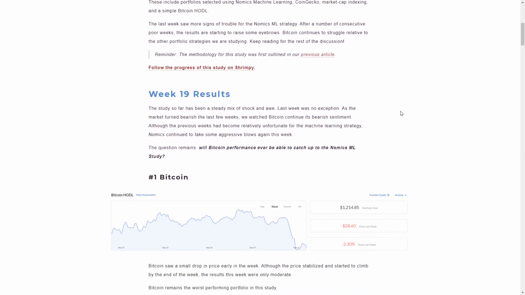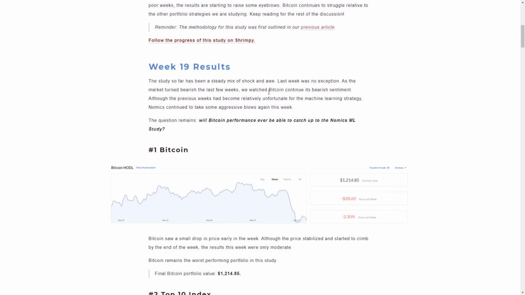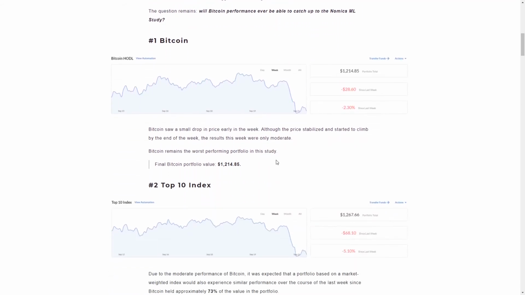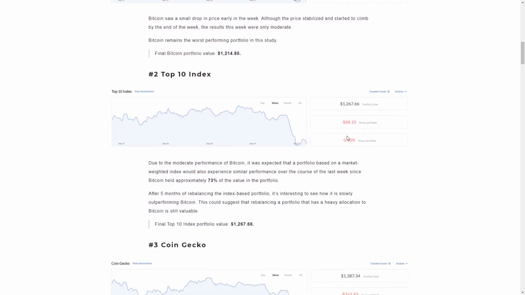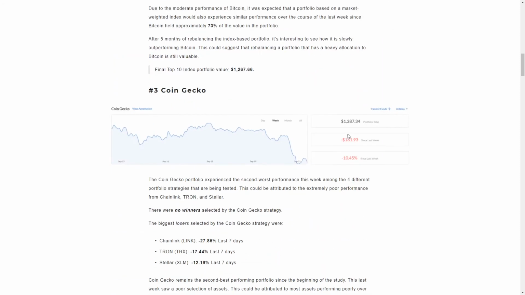Some of the results that we could see, the week 19 results. Pretty much all of the portfolios that we're comparing performed rather poorly. Even Bitcoin was minus 2.3%. A top 10 index was minus 5.1%.